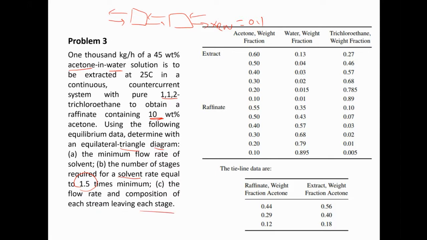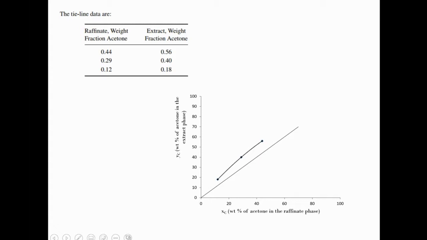So now here it's a different way of representing the tie lines. You have only 3 points. These are the tie lines that you're going to use to obtain the rest of the equation. So first of all, we have to draw the equilibrium line, and this is going to be the extract, we call it XE here, weight percent of acetone, which is the solute in the extract phase, and here is going to represent the weight percent of acetone in the raffinate phase. So we use this one.